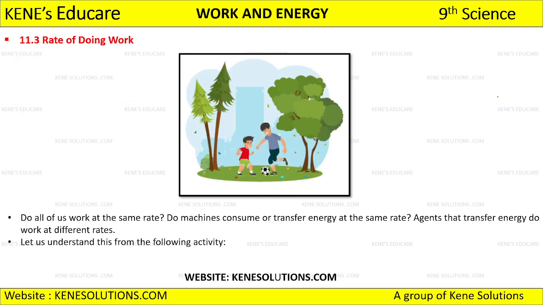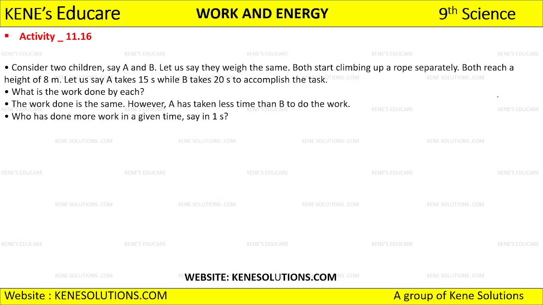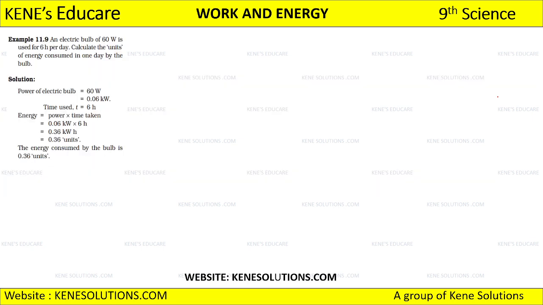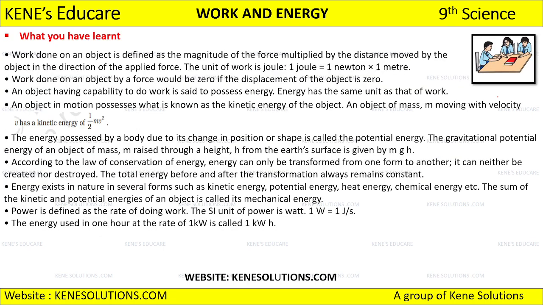Then after that we'll discuss this activity, and we'll discuss the rate of doing work. What we will discuss? The rate of doing work in detail. Then we have 2-3 activities, and then we'll discuss the commercial use of energy in detail. Then again we have an activity, and lastly we have the summary discussion for the whole lesson, work and energy.